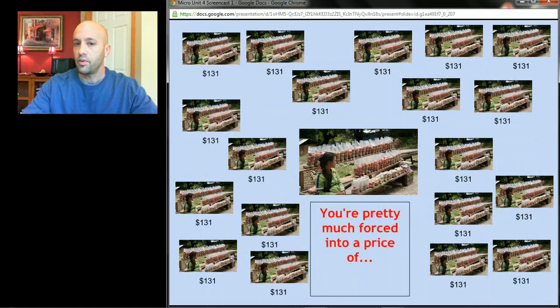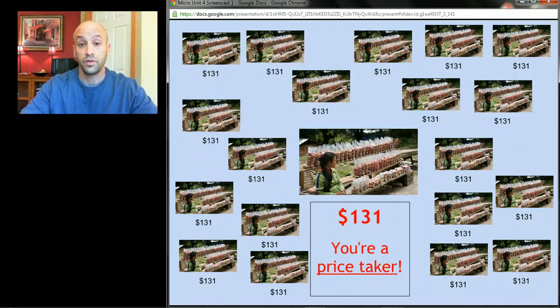What that means is that you're pretty much forced into a price of $131, the market price. And that's what it means to be a price taker. You really have no control over the price that you charge. You can't get away with charging a price higher than the market price, and it just wouldn't make sense to charge any price lower than the market price. You're a price taker.